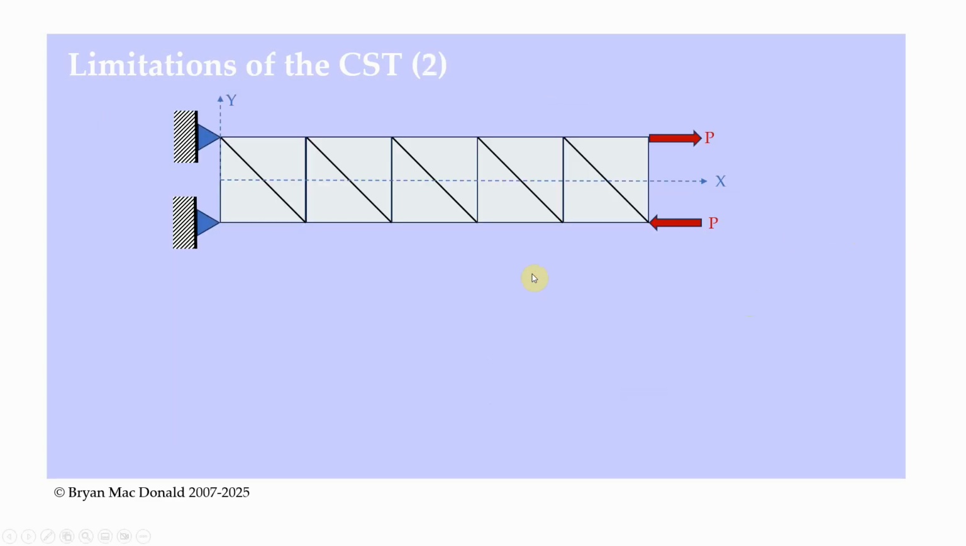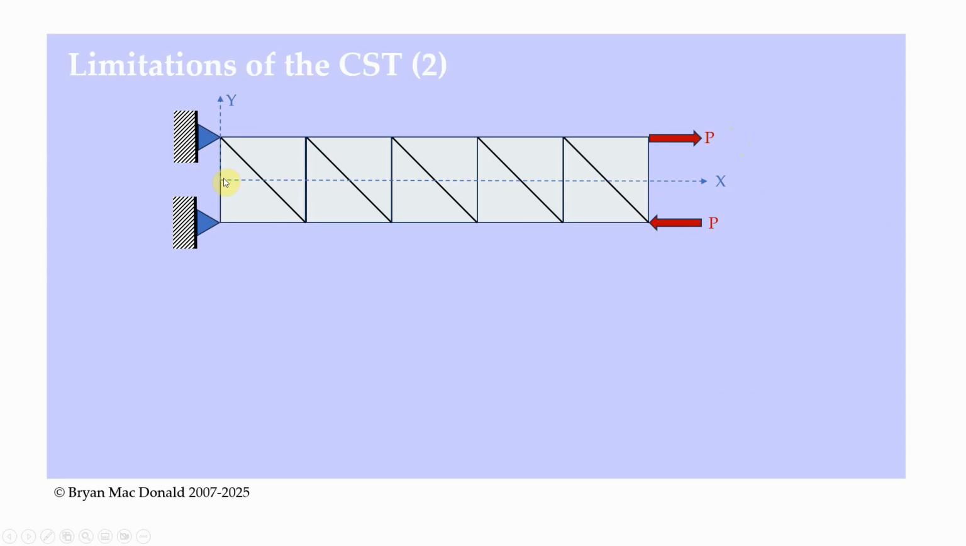Another well-known problem with the constant strain triangle is if we try and use it to model something like this, where we've got pure bending. Here again we've got a beam, and it's represented by 10 constant strain triangle elements. So here's one element, there's another one, and so on. We have these nodes here fixed in all degrees of freedom, and we have pure bending here. In other words, this node has a force acting this way and this node has a force acting that way, so we've just created a bending moment.